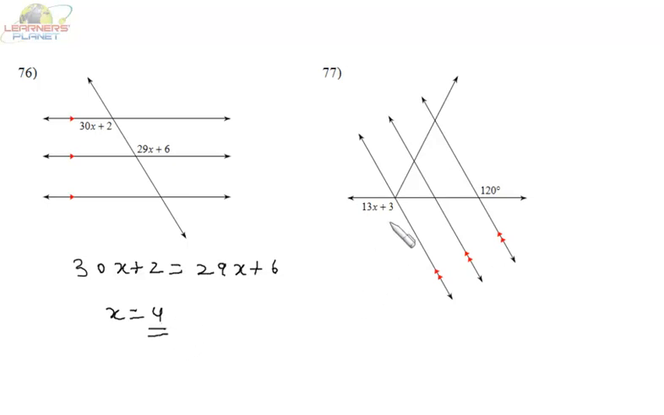Clear? Here, this angle and this angle, both of them are lying on the opposite side of this transversal. So they will be alternate angles or alternate exterior angles and they will be equal. So 13x plus 3 is 120. So 13x is 117. That means x is equal to 9. Clear?